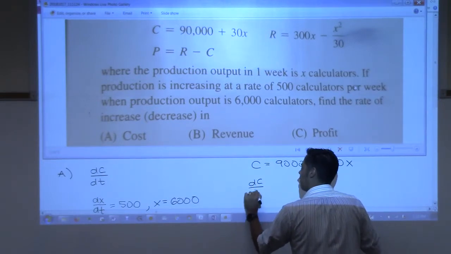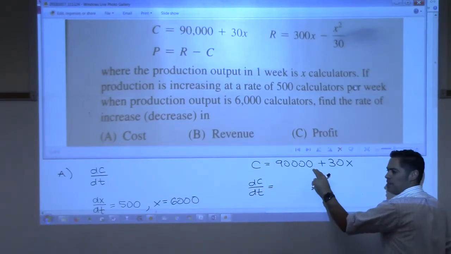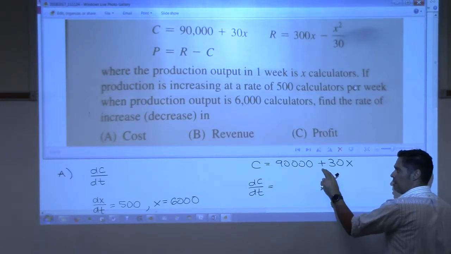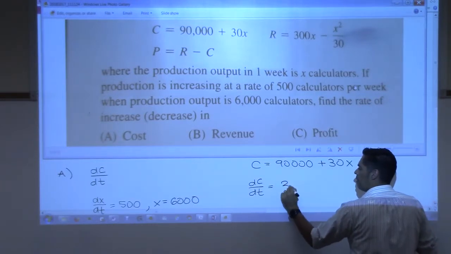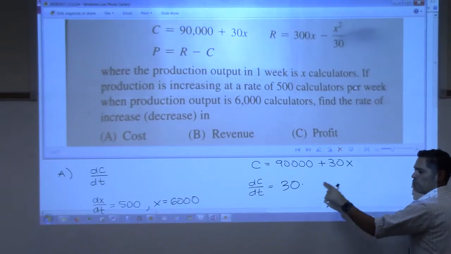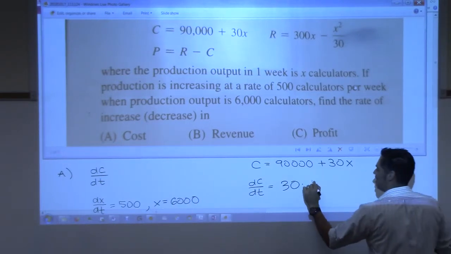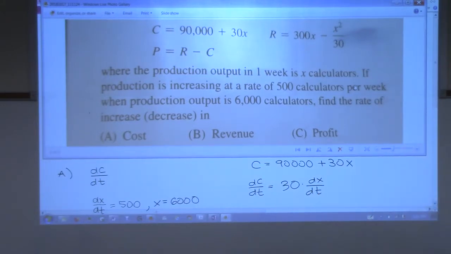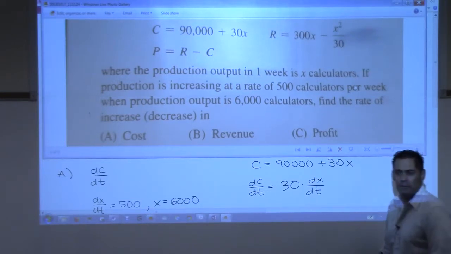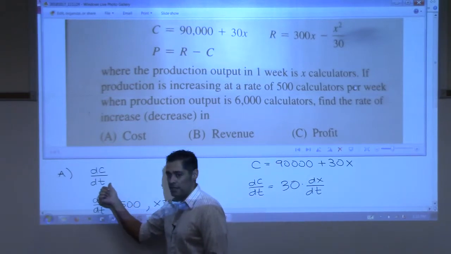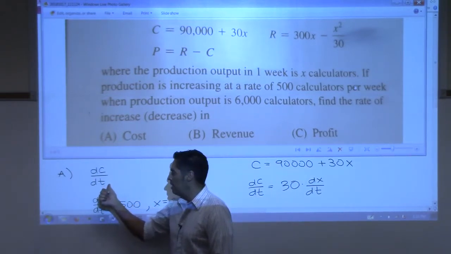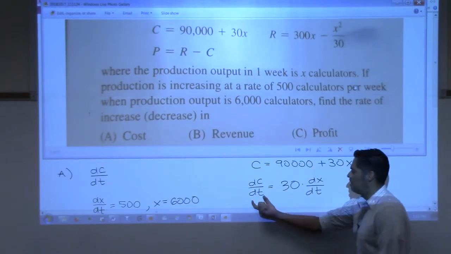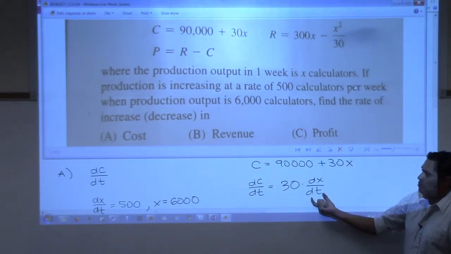So what's the left side? dC/dt. The derivative of 90,000 is 0, right? Plus 30 times the derivative of x. No, it's dx/dt. That's right. It's dx/dt. So what was it we were trying to find? dC/dt, right? Here's what we're given. Can we get dC/dt? Yeah, we just need that. And we have that, don't we?